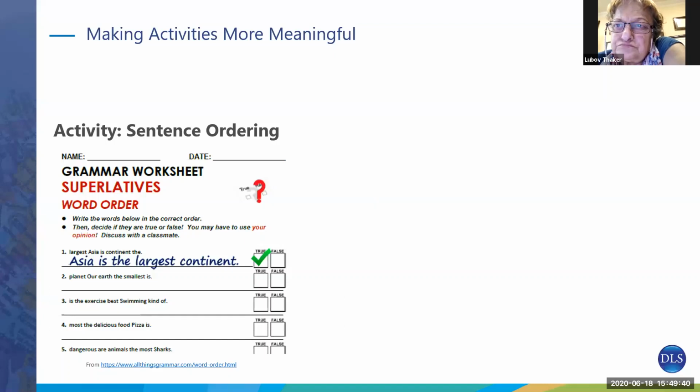Okay. Sentence ordering. How many of you have sentence ordering activities in your textbook? They show up all the time, right? Where they have jumbled sentences and students have to put them in order to practice word order. In this case, they're practicing superlatives, trying to figure out how to form superlative sentences.